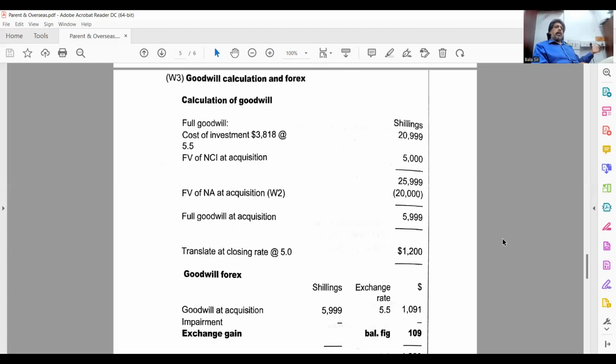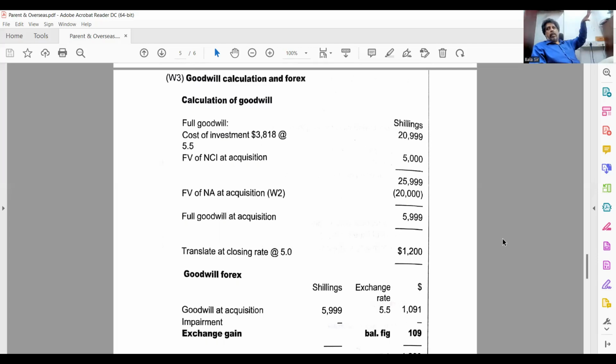So, net identifiable assets of overseas is $20,000 as determined in working note number 2, and this number is also given in the question. Now, if you balance, you get a goodwill of 5,999 shillings. Most important, this goodwill will be shown in the balance sheet on 31st December 20x7. In dollar terms, you have to show. For that purpose, you have to translate this amount at the closing rate of exchange. And that is the rule.